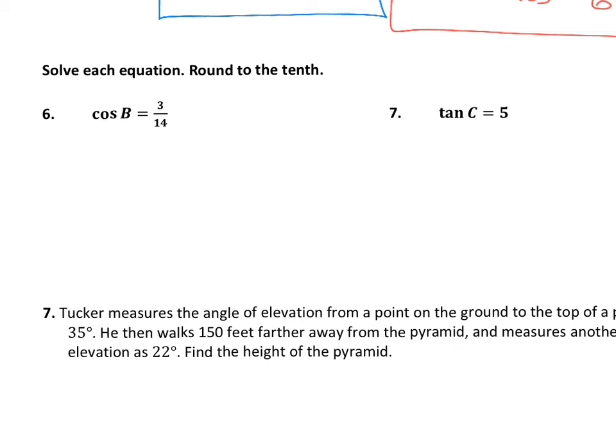So the way you make cosine cancel out, a lot of people say divide by cosine. That doesn't really make sense. So what you want to do is you want to use inverse cosine, which shares the same button on the calculator.